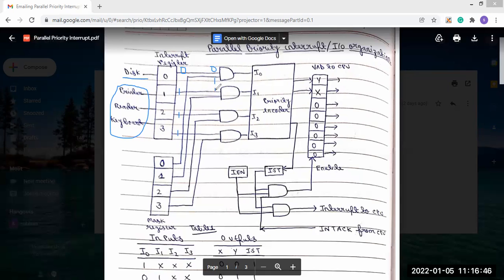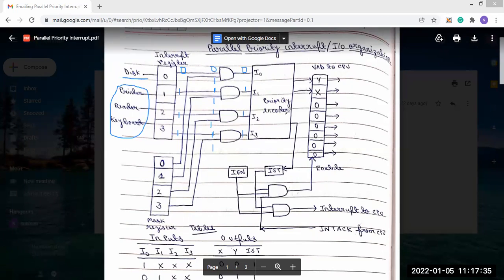From here also, the printer generated the interrupt, so one will go as an input of this AND gate, and the mask register value is one. Here also it will be one because it is generating the interrupt, and the mask register value is one. Then the keyboard also generated the interrupt, so one will go there, and one from the mask register. After performing the AND operation, it will be zero, one, one, one.